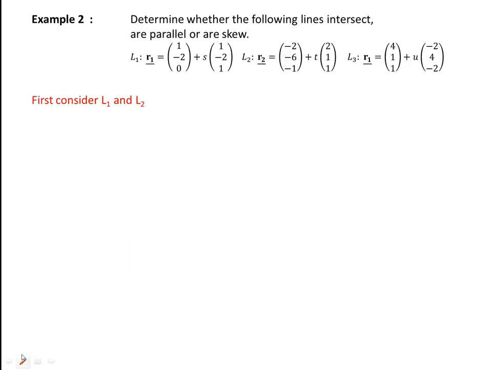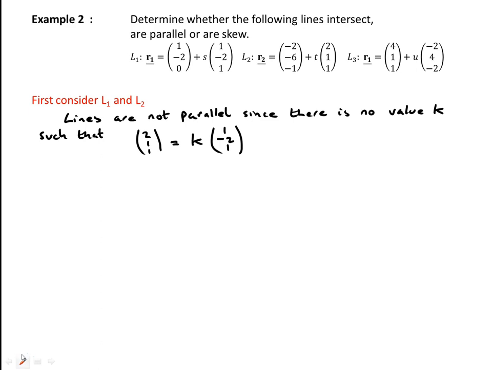We have to determine whether the following lines intersect, are parallel or are skew. And we're going to start off with the lines L1 and L2. So we can straight away see that L1 and L2 are not parallel because the direction vector for L2 is the vector (2, 1, 1), which is certainly not a multiple of the direction vector for L1, which is (1, minus 2, 1). So we certainly know that the two lines aren't parallel.